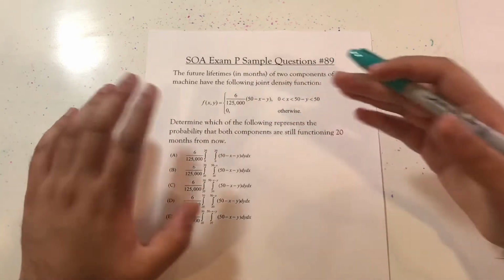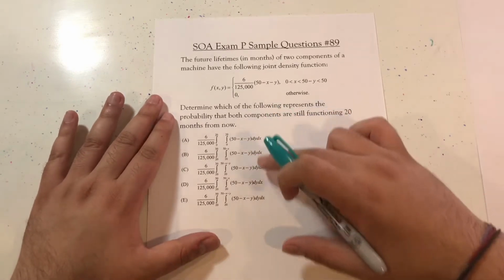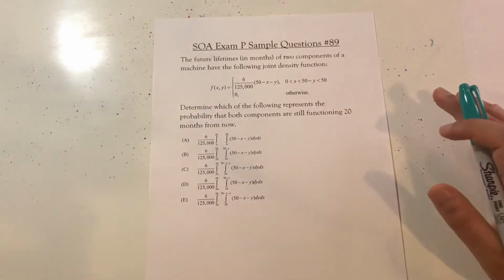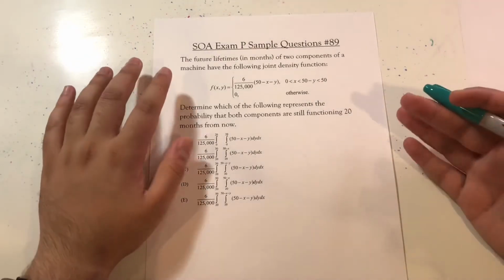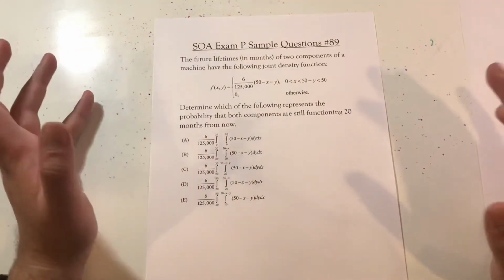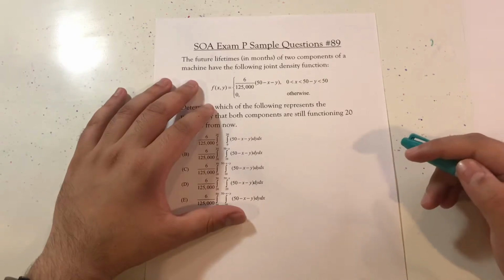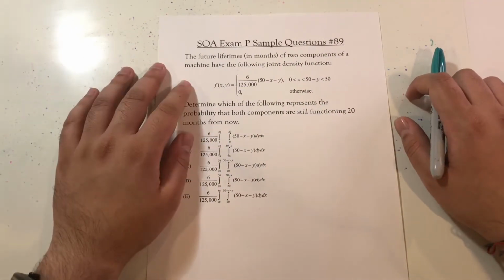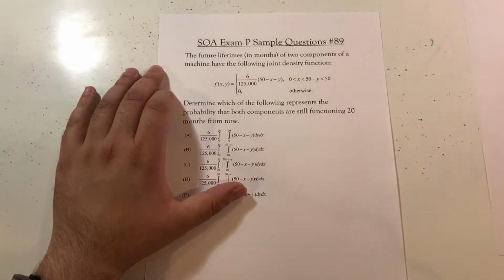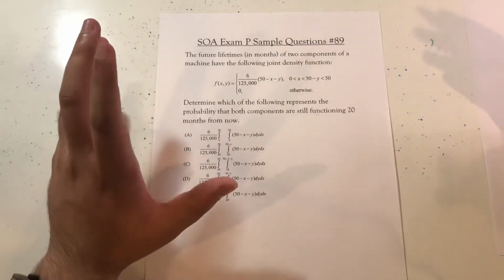Now, we don't actually need to calculate the probability, we just need to figure out which one of these can help us determine the probability. So nothing to actually compute. This is actually a good question for reviewing multivariate distributions. Right, so we're given this joint density function and we need to calculate a probability. When you're dealing with these multivariate distributions, a lot of times drawing a picture will help.